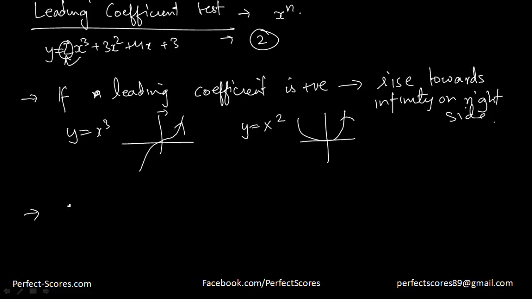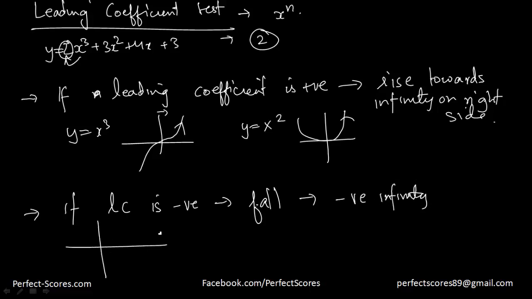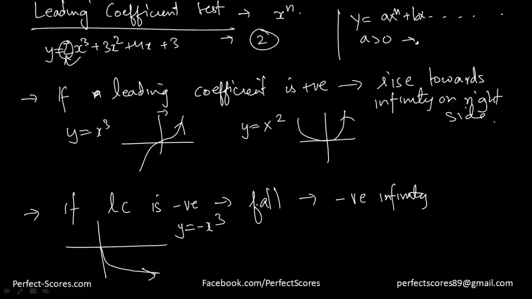And if the leading coefficient is negative, then the graph will fall towards negative infinity. If I say y is equal to negative x cubed, then the graph is going to fall towards negative infinity. That actually makes sense, because if y is equal to ax to the power n plus bx and so on, if a is positive, that means as x increases, y will increase, and if a is negative, as x increases, y will decrease.